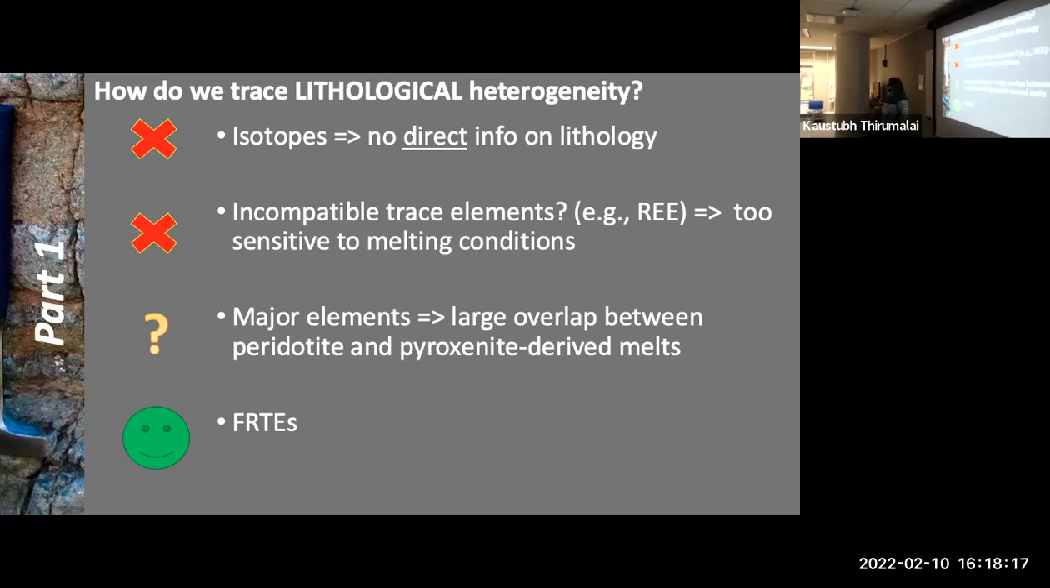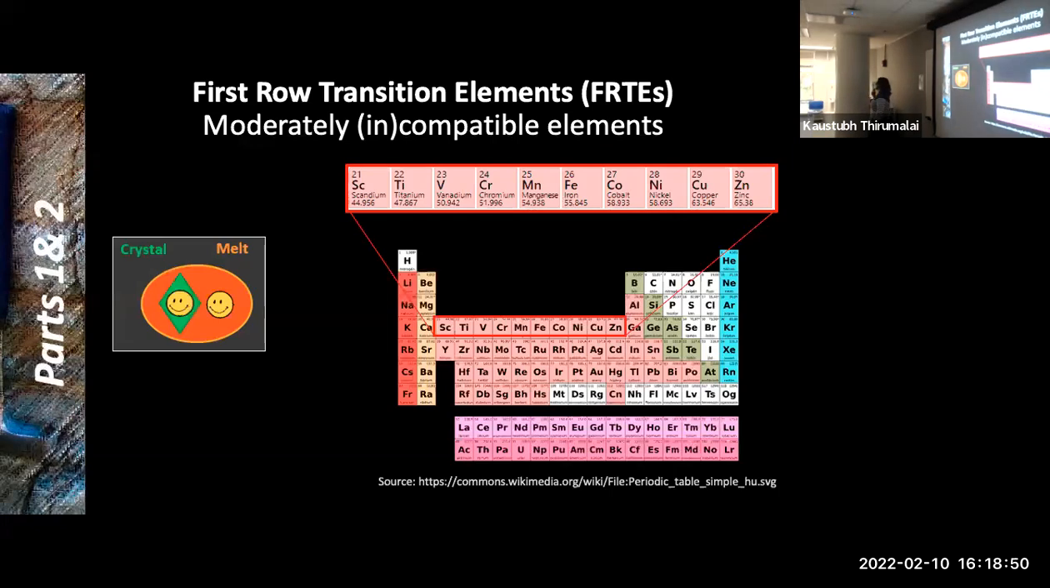Incompatible trace elements are usually too sensitive to bulk composition and melting processes to actually be very useful again in this particular question. The major elements can be promising, but we still have a lot of overlap between pyroxenite and peridotite melt. And so FRTs seem to be one of the best tools today to actually identify the presence of lithological heterogeneity in the mantle. Okay, so what are FRTs?